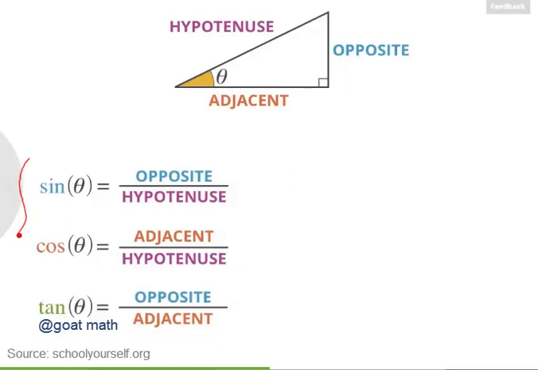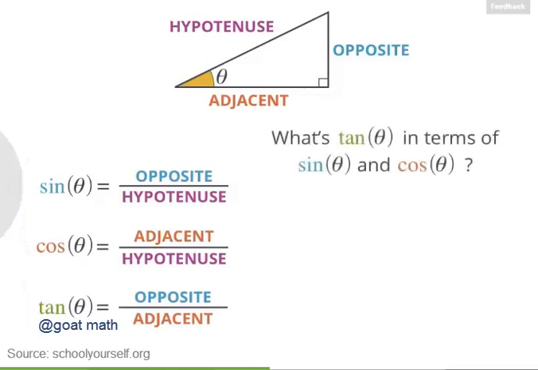Now it turns out that these three functions are actually related to each other. See if you can find a way to write the tangent of theta in terms of the sine of theta and the cosine of theta. If you're not sure how to do this, click here and we'll break this problem down.